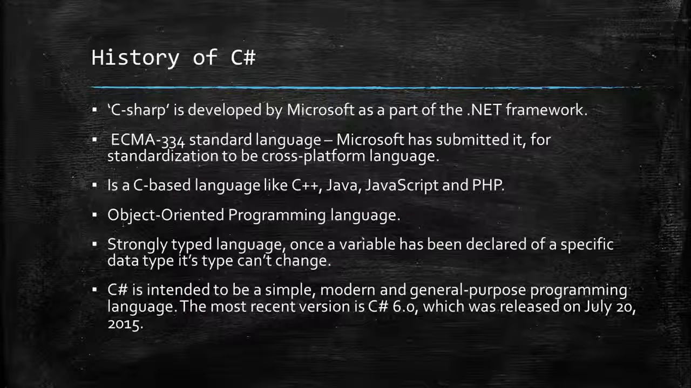C# is a strongly typed language, which means that once a variable has been declared of a specific data type, its type cannot change. C# is intended to be simple, modern, and general-purpose programming language. The most recent version of C# is C# 6.0, and it was released on July 20th, 2015.